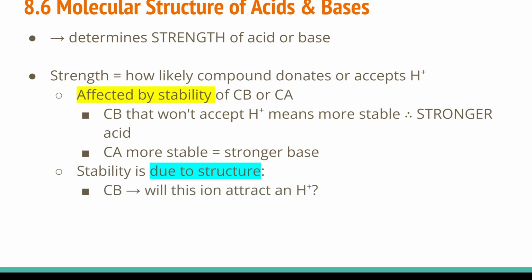And so for a conjugate base, will the conjugate base attract an H+? Will it actually act like a base? Same goes with a conjugate acid. Will that conjugate acid donate an H and act like an acid? And so we're seeing whether or not that actually happens.